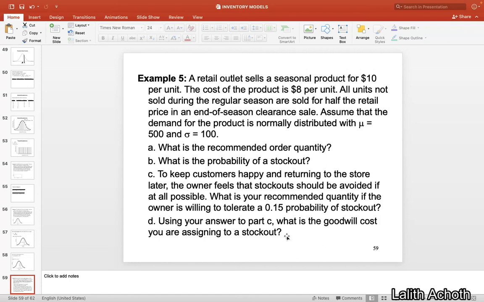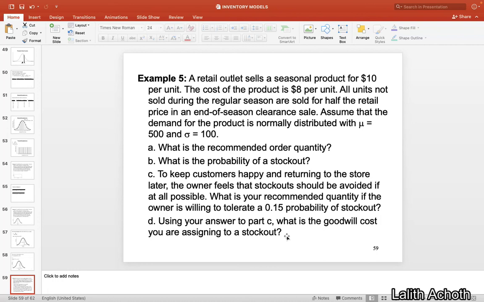Here is another problem which you can think of. A retail outlet sells seasonal products at $10 per unit. The cost of the product is 8 per unit. All units are not sold during the regular season and are sold for half the retail price at the end of the season, at a clearance sale. Assuming that the demand for the product is normally distributed with mean mu 500 and standard deviation sigma, what is the recommended order quantity? Please work it out, and unless you work it out, you will not be able to understand.